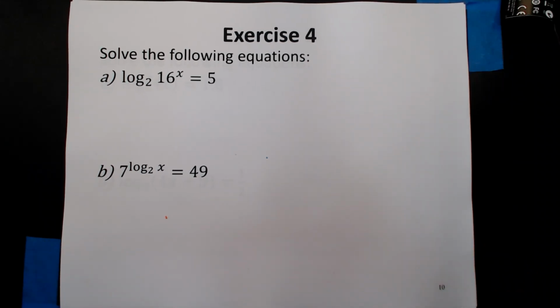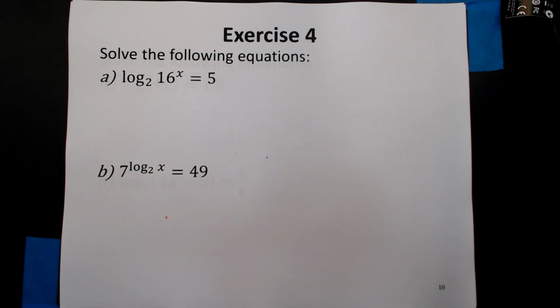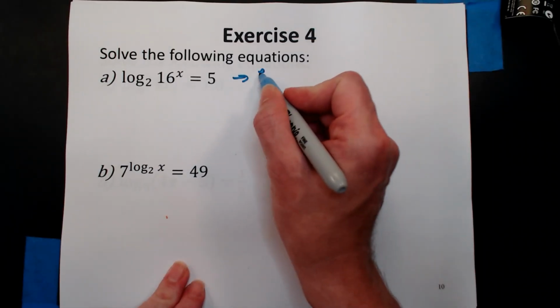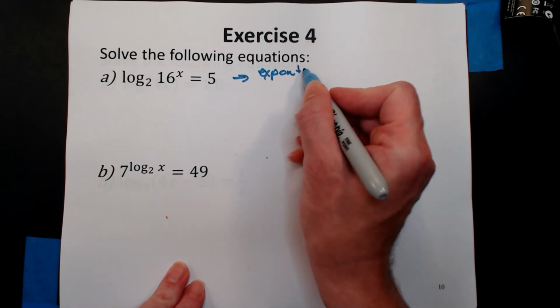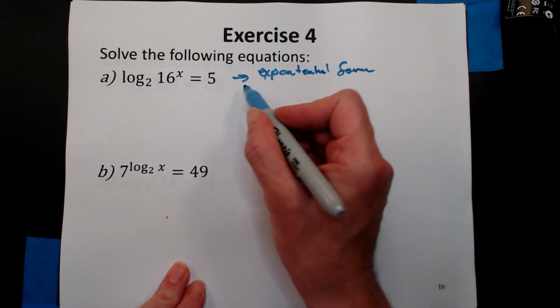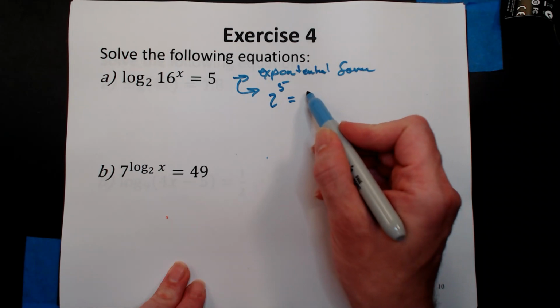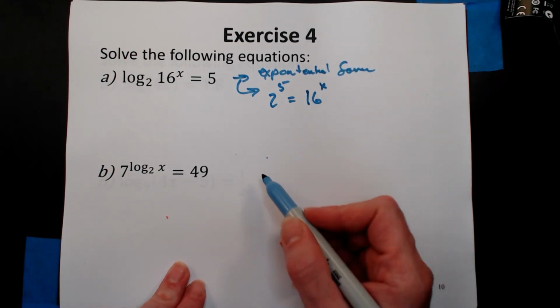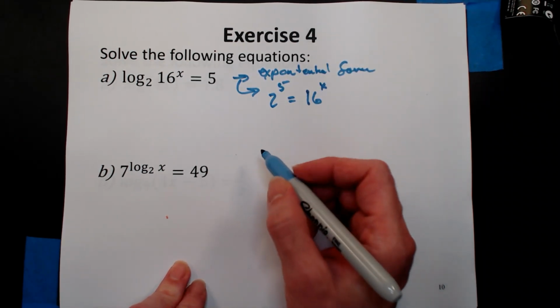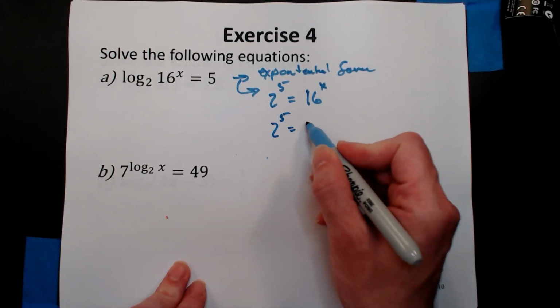Alright. So next it wants us to solve the following equation. If it's not very useful in logarithmic form, especially if your x is on the inside here, turning it into exponential form usually helps. So I'm going to write this in exponential form. When I do that, I'm going to get 2 to the 5th power equals 16 to the x. So that's a little bit more familiar.